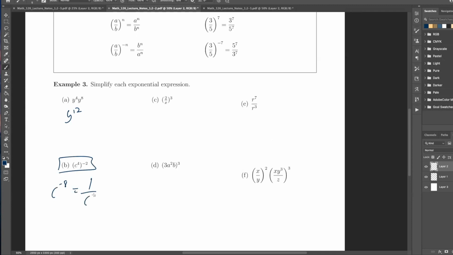And if I wanted to simplify it like this, I don't know if this is any simpler than this. Honestly, I don't. I think these are equally simplified. Here I just got rid of the negative. Here that's fine. Either answer here is good.